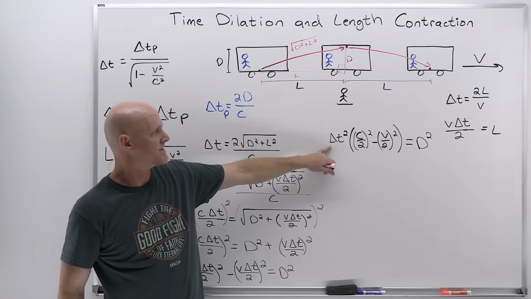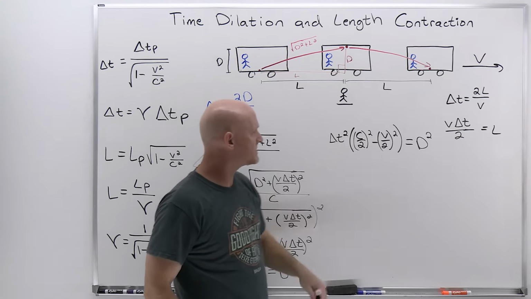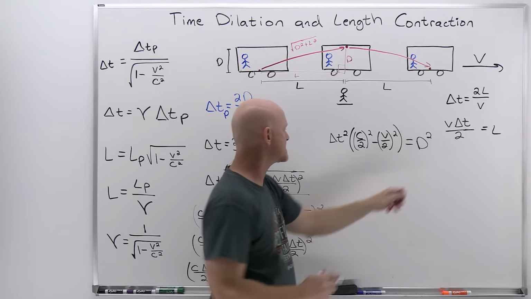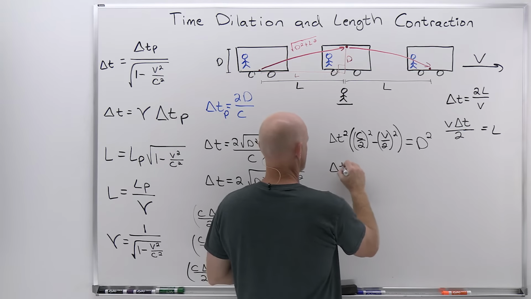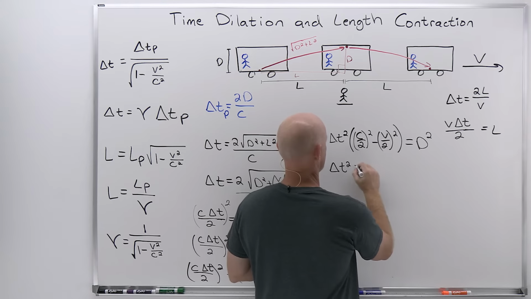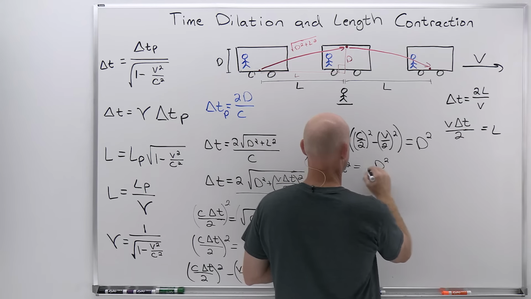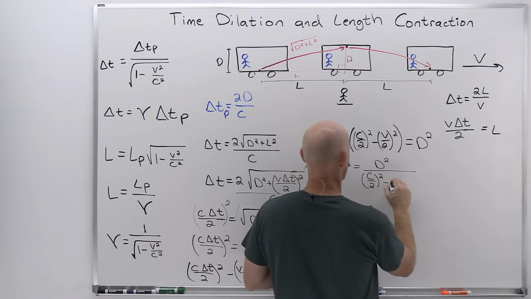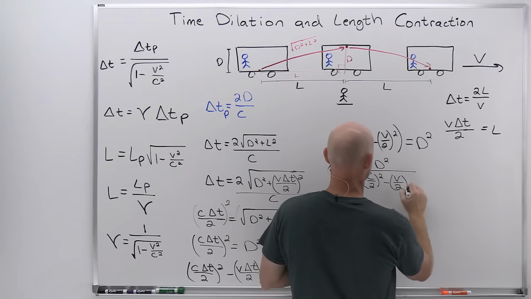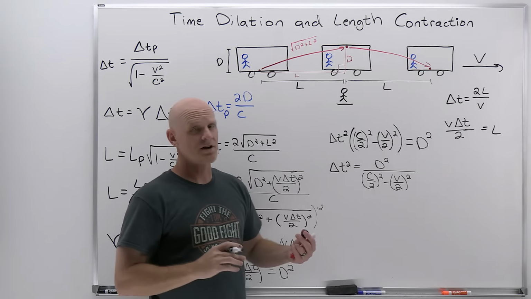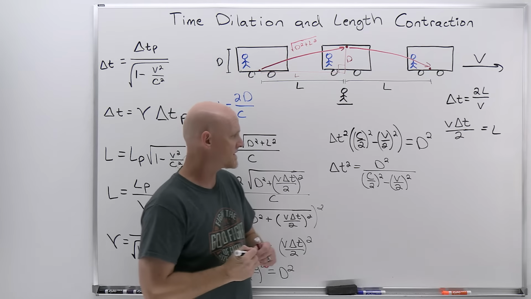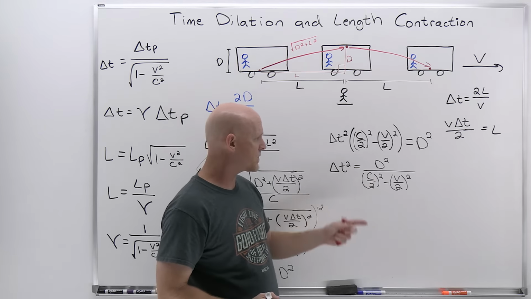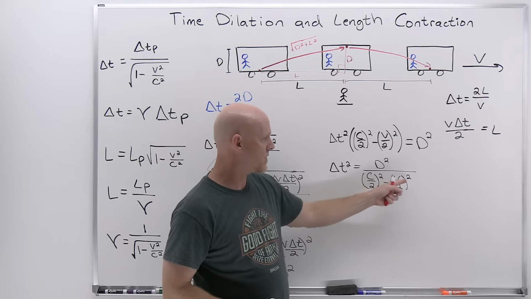Now we want to solve for delta T, so we're going to get delta T squared by itself, divide by this term over here to the other side, and we're going to get delta T squared equals D squared all over (C over 2) quantity squared minus (V over 2) quantity squared. Now there's a couple things we can do with this. So one, we can expand this out. This is really equal to C squared over 4 minus V squared over 4.